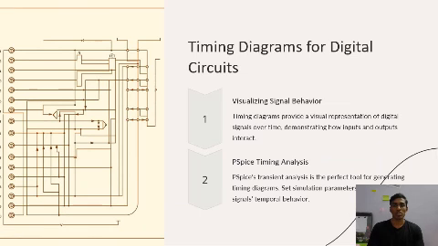Now let's look at timing diagrams for digital circuits. They are used to analyze how signals change over time. In PSpice, we can generate timing diagrams to understand the behavior of digital circuits, including delays or glitches. For example, simulating a NAND gate allows us to see how the output responds to changes in the inputs.